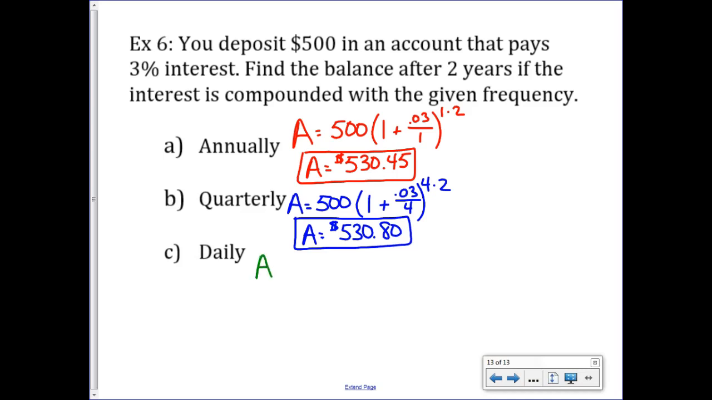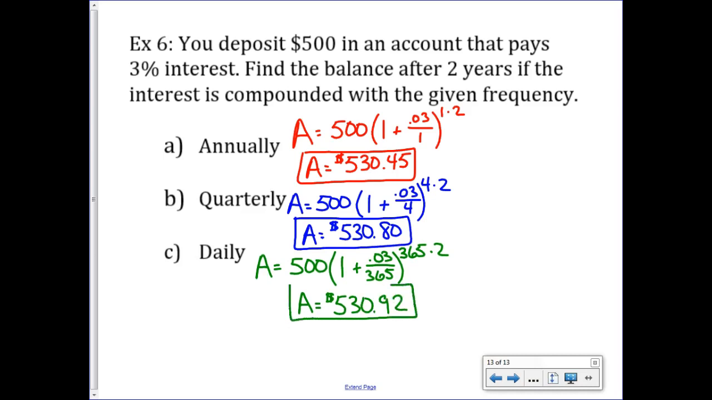All right, and daily, we get 500 still. 1 plus 0.03. This time we have to divide by 365 days. And then we have 365 times 2. So our result this time would be $530.92. So obviously, the more times they're compounding that amount, the more interest you're going to make. You can see that it's not a huge difference overall, but it is a difference.